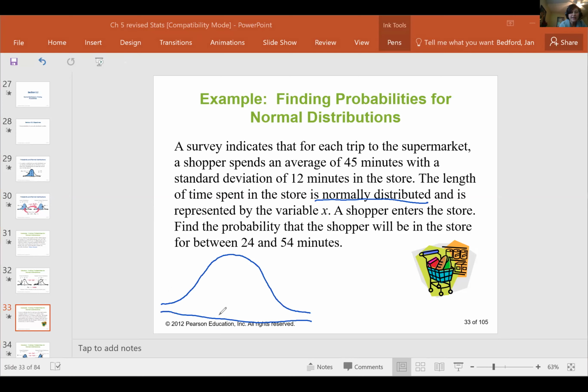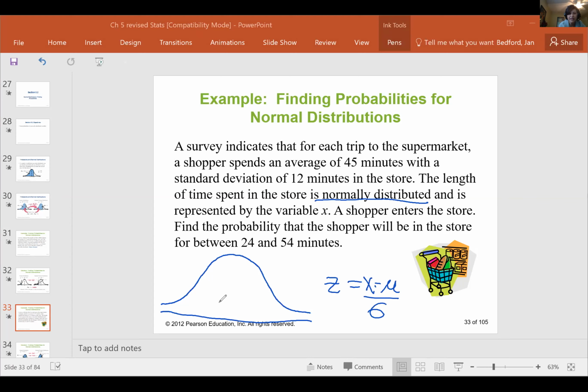And what did they tell me? If you're going to use the TI calculator, you don't have to change to the Z-scores, so you could put these X values on here if you want. If you're going to use the Z-scores, then you would need to show me how you changed it to the Z-score. And then on this drawing, you would put the Z values.